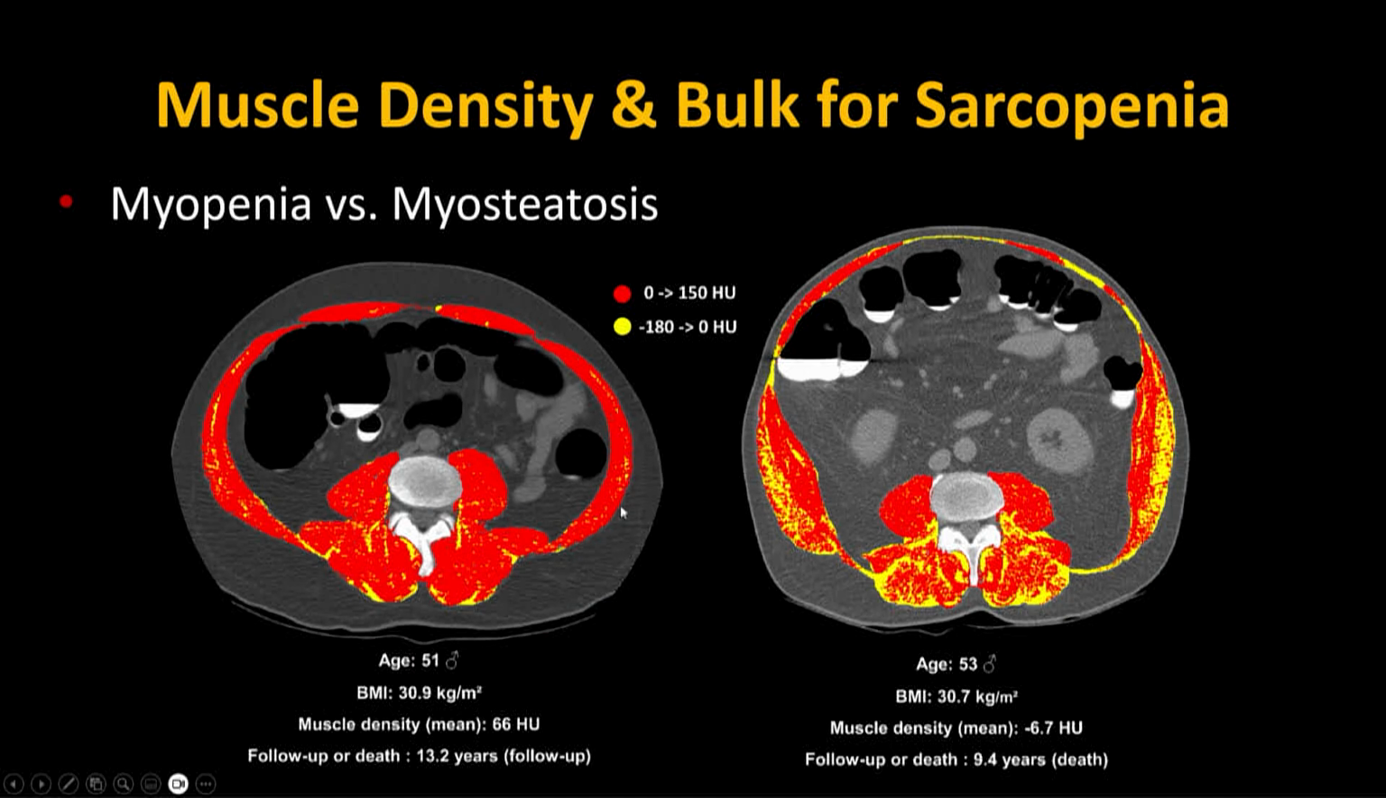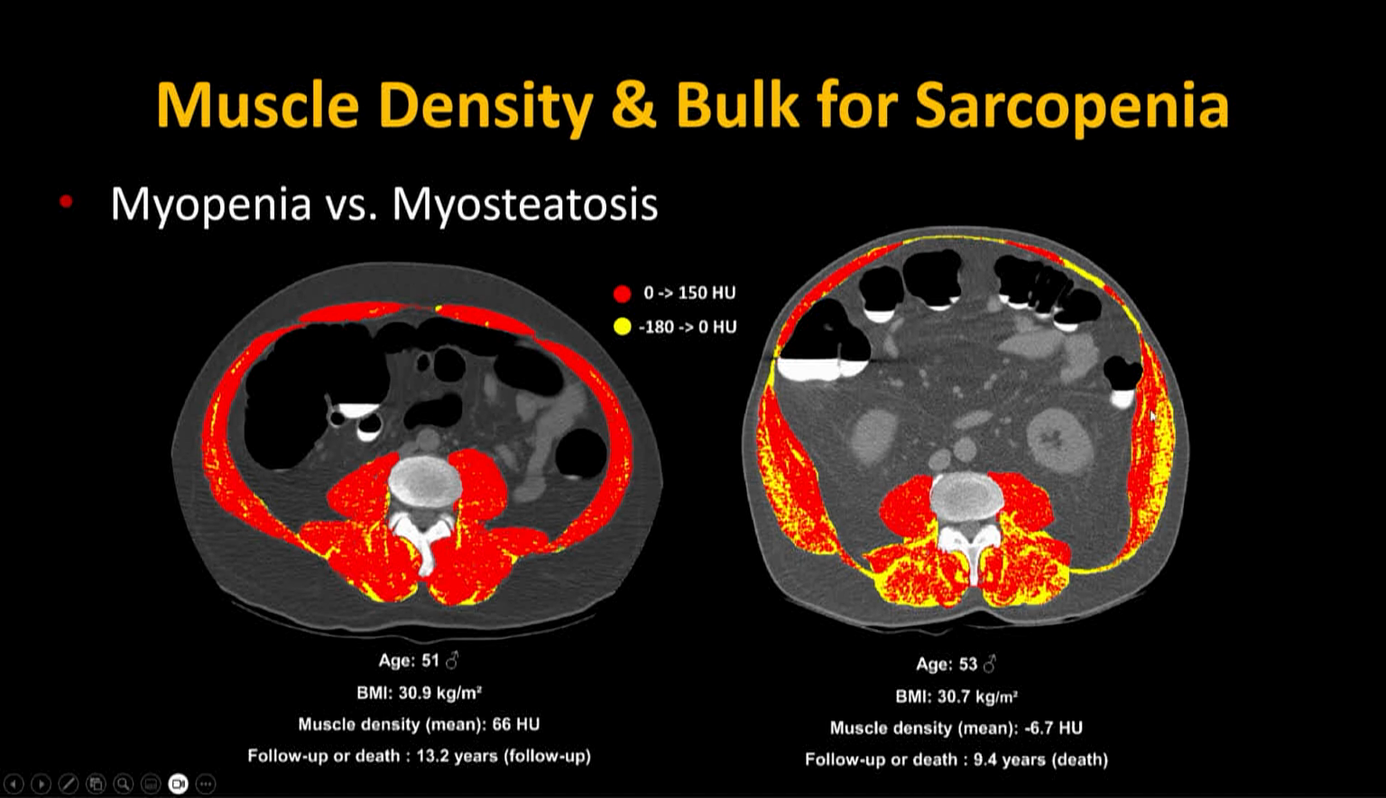And these are two patients, both of whom had a virtual colonoscopy, same age basically, both men in their early 50s, exact same BMI essentially. But one has a very healthy fat profile in terms of muscle density, whereas now in yellow we're coloring all the fatty areas.